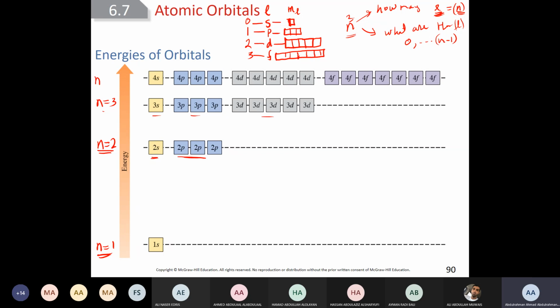When n equal to 4, how many solutions do we have? 4. What are the values? 0, 1, 2, and 3. And what's the other name? S, P, D, and F. All of this is for the hydrogen atom.